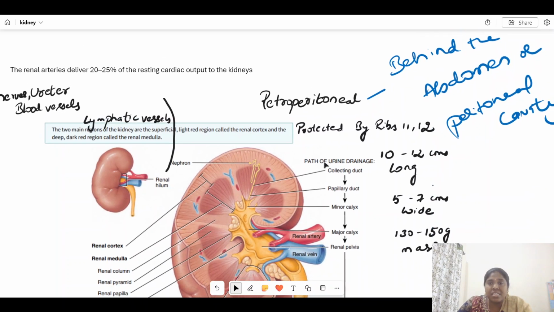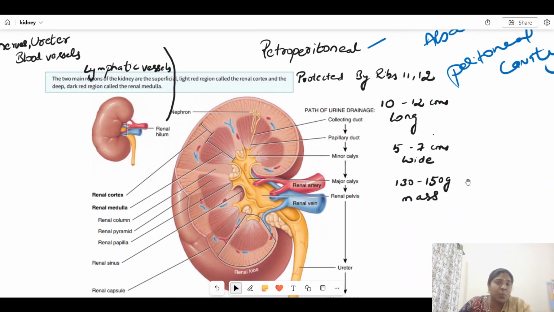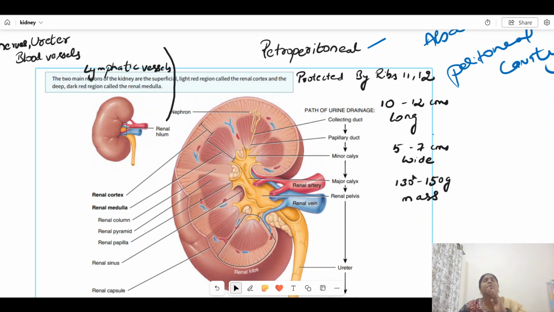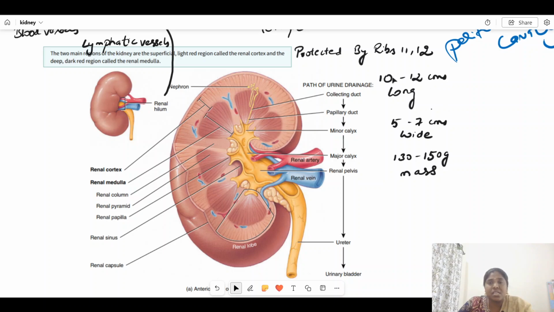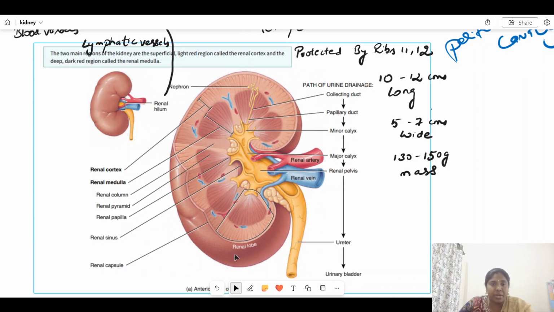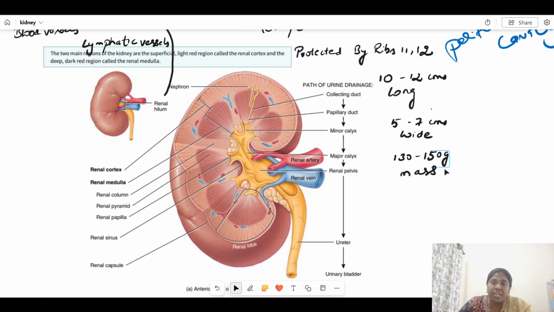The kidneys are retroperitoneal, that is, located behind the abdomen or the peritoneal cavity, and protected by the 11th and 12th ribs. When there is any fracture or injury to the 11th or 12th rib, you can find there will be an injury to the kidneys, which are located on the bilateral side. The kidneys are around 10 to 12 centimeters long and around 5 to 7 centimeters wide. The weight of the kidney is around 130 to 150 grams.